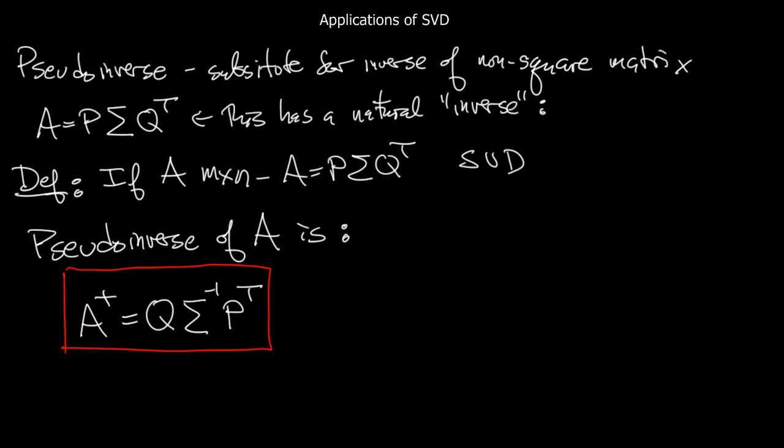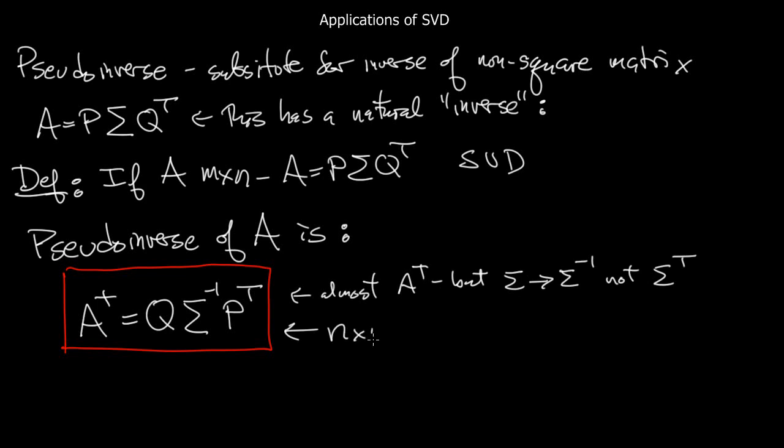Okay, and it turns out, we'll show in a minute, that that's not an unreasonable thing to try to use as the sort of inverse to A. And as I said, it's close to A transpose, except that you've got this sigma inverse instead of sigma transpose. But it is the transpose size. If A is m by n, this thing is n by m. And so A plus A is an n by n matrix, and A A plus is an m by m matrix.